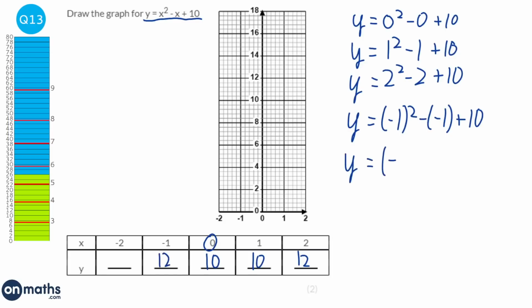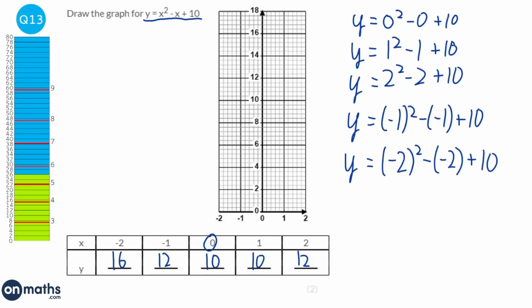And then we'll do the minus 2. So it'd be minus 2 squared minus 2 plus 10. So minus 2 squared is 4. The 2 minuses here make a plus. So it'd be plus 2. Should be 6, plus 10 will be 16.